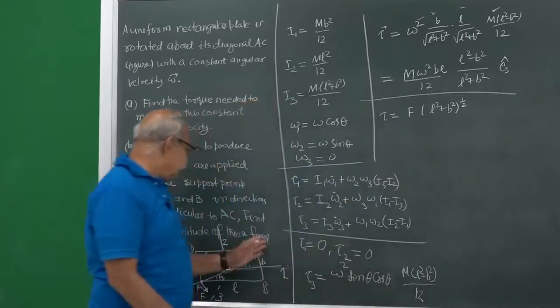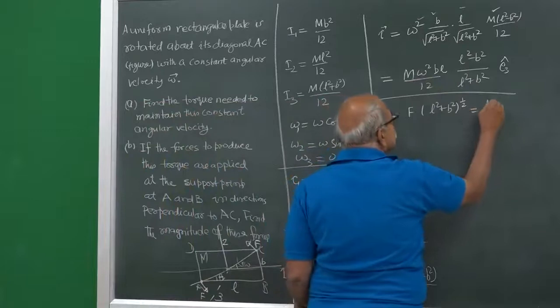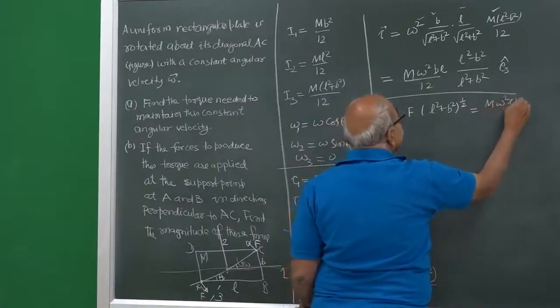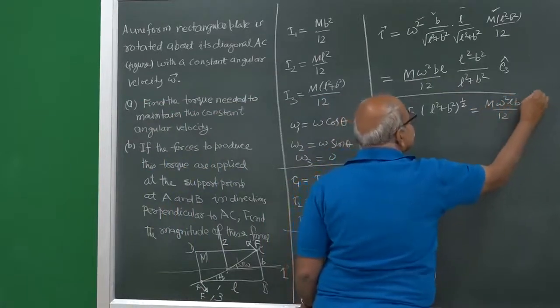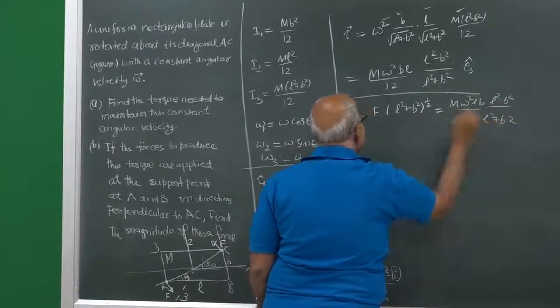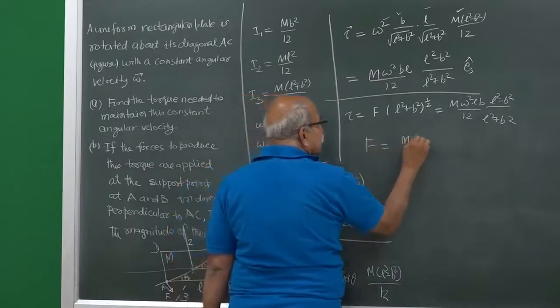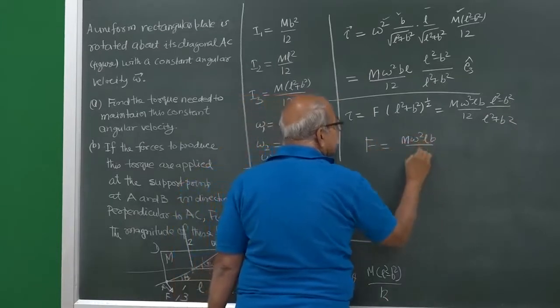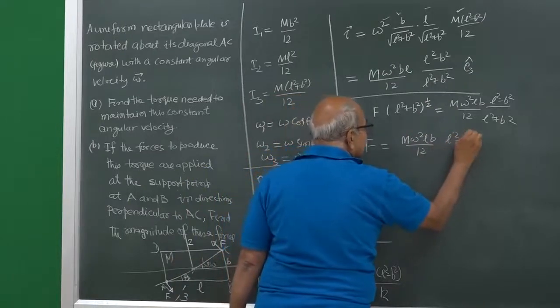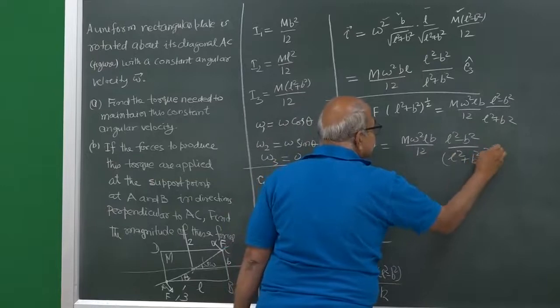If I apply F, this is the torque, but what I need is this much: m omega square L B by 12 times (L square minus B square) divided by (L square plus B square), and from here you can get F. What is F? F will be m omega square L B by 12 times (L square minus B square) divided by (L square plus B square) to the power 3 by 2.